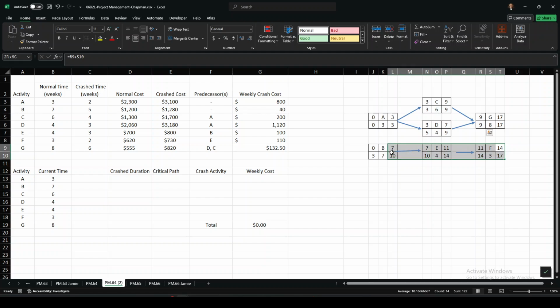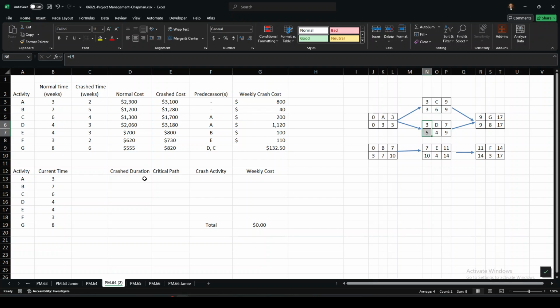Notice all the slack time down here, right? B, E, and F. There's 3 weeks of slack time here, 3 weeks here, 3 weeks here. Even D has 2 weeks of slack time. But ACG is the critical path.